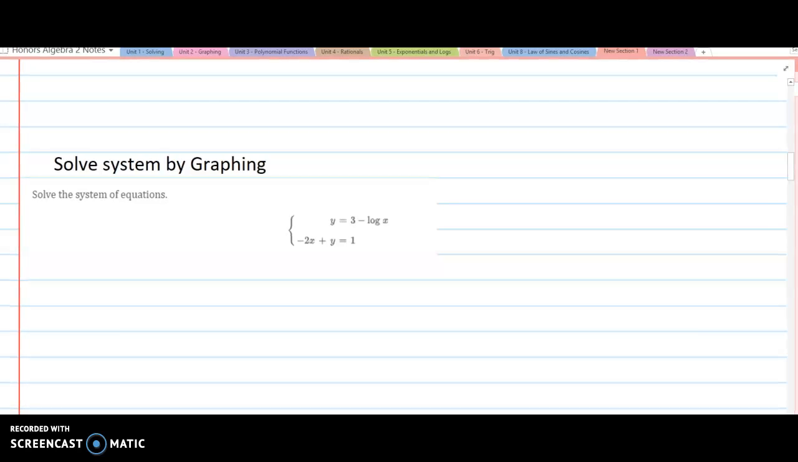Again, you should be able to do that using your graphing calculator. For now, I'm just going to jot down the solution.